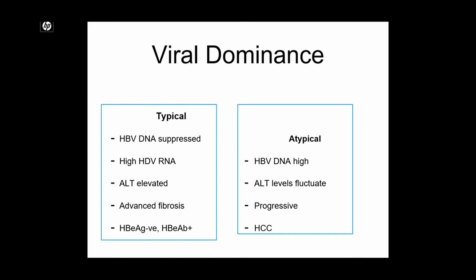There are atypical scenarios in the cases that are present here in the literature. It has also been published in the literature that atypical presentation of hepatitis D could occur, and these individuals could have a high viral load of hepatitis B. The ALT levels could fluctuate, and they have a progressive course, and individuals are also seen having hepatocellular carcinoma. These scenarios could occur in Africa.